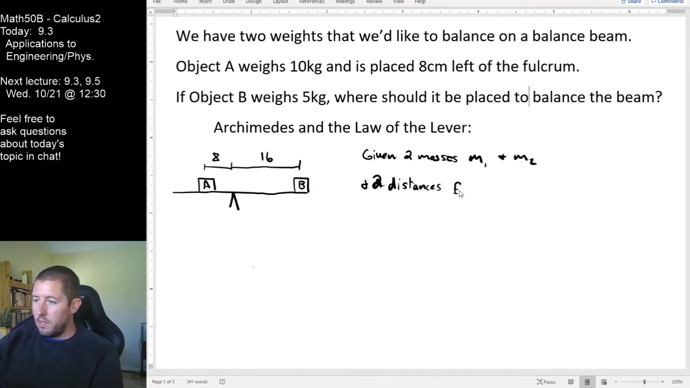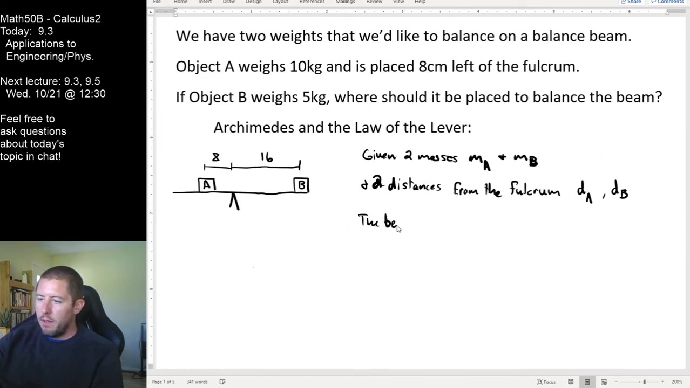And two distances from the fulcrum, D1, sorry. I'm going to rename these. I'm going to call these A and B as our subscripts here so that we can associate them with the items A and B over here. So this will be distance A and distance B.